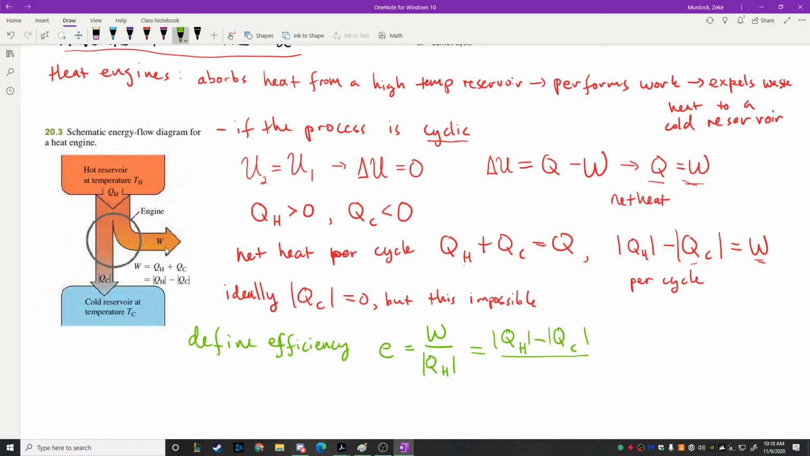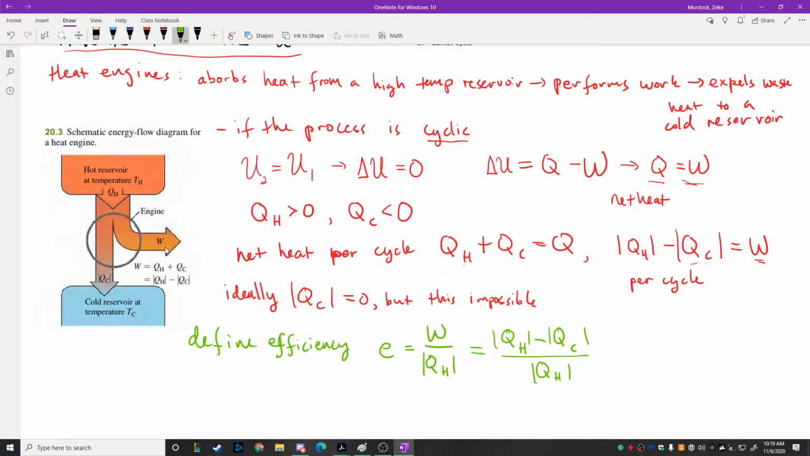That's what the work done by the engine is. And then we divide that by QH again. So really, this piece on top is what's really determining what's happening in your system. Ideally, what you want to do, as I said, is to make QC as small as possible.